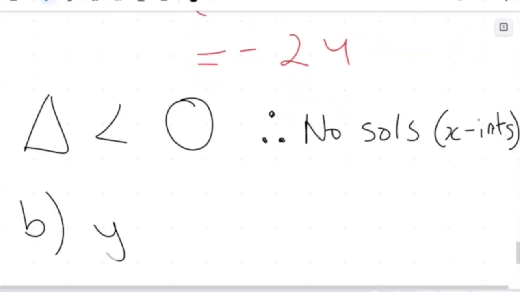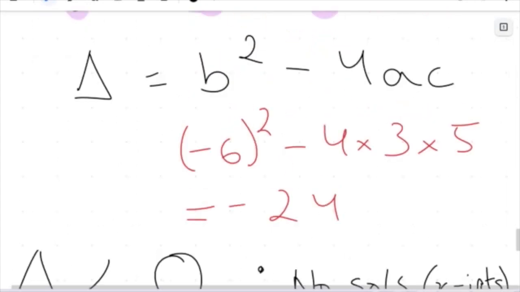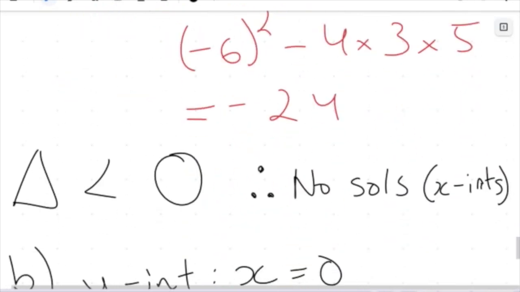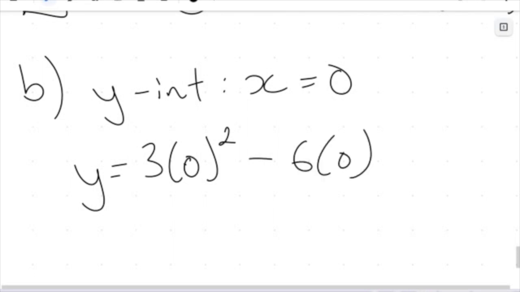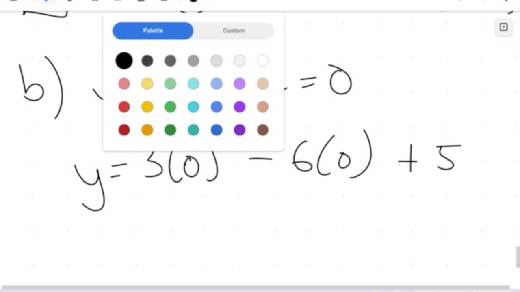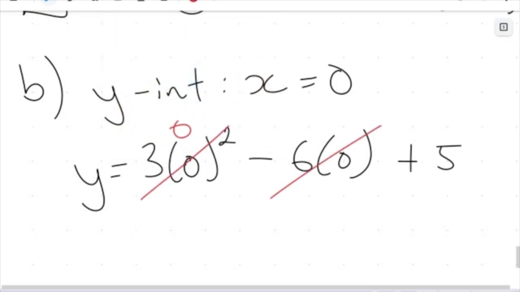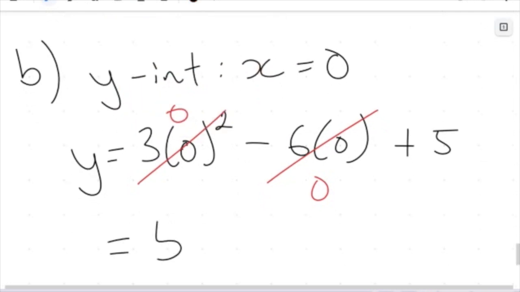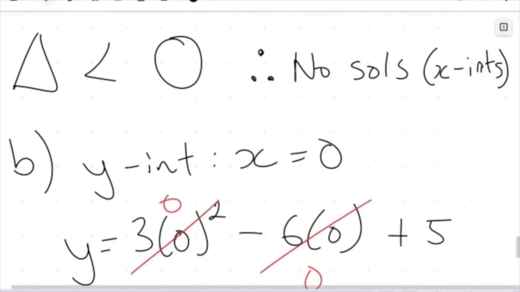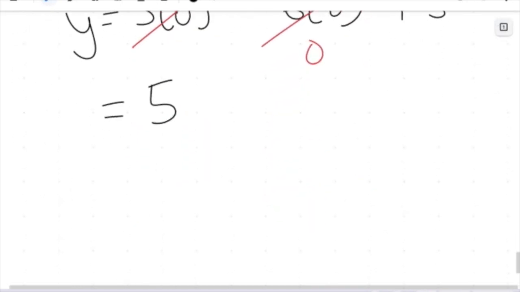For part B, we want to find the y-intercept. We get this when x equals 0, so we just want to sub in 0 into all of these x values here. My y is going to equal 3 times 0 squared minus 6 times 0 plus 5. So 3 times 0 squared gives me 0, 6 times 0 just gives me 0, and I'm left with a y-intercept of positive 5. Cool, so we have, so far, no x-intercepts and a y-intercept of 5.